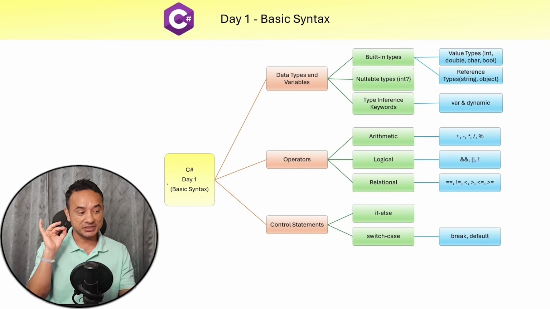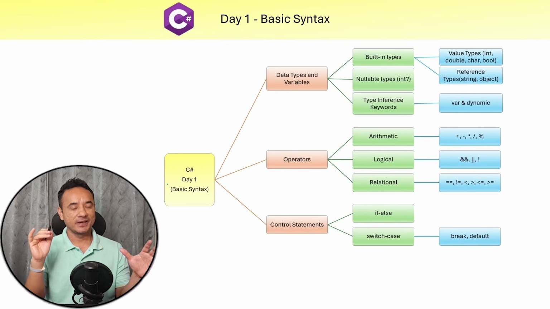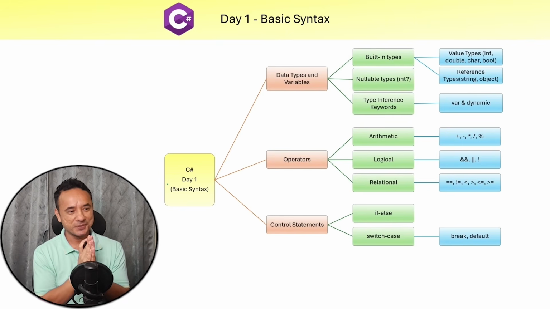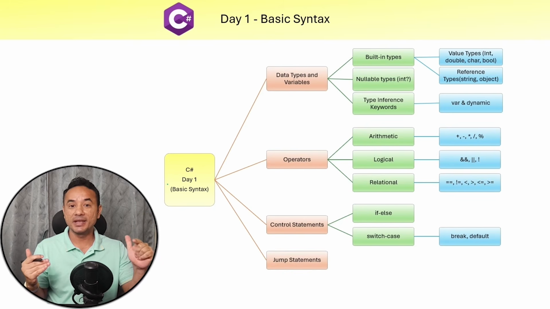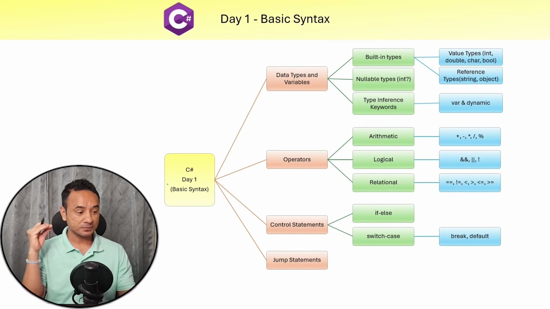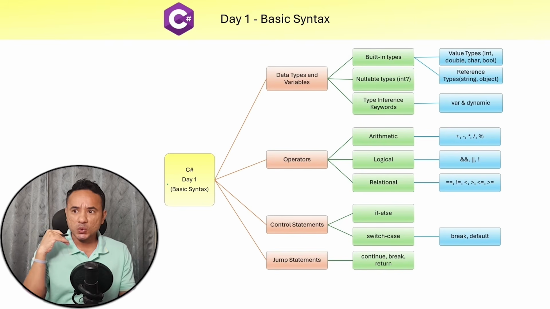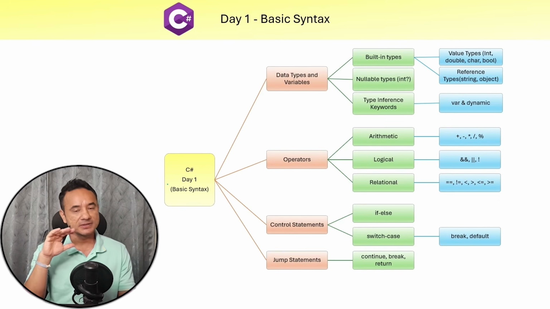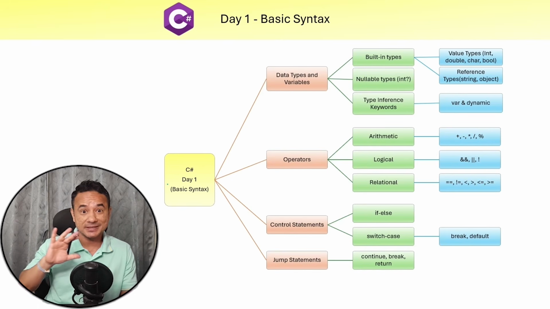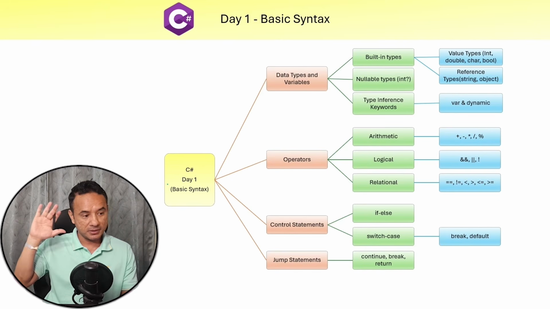Then we have jump statements. Initially I didn't know this jump word, but if you look inside you will know this, okay. These are just the continue, break and return, okay. So basically continue is used to skip the next loop, break exits the loop or switch statement, and return basically exits the method completely, okay.